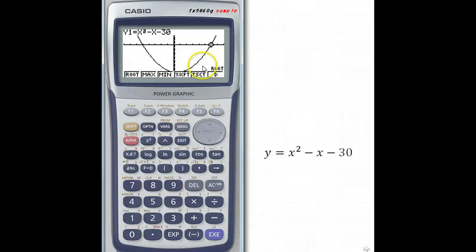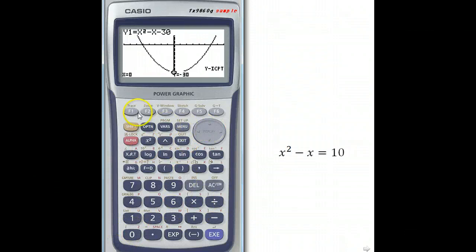Other things of interest, we can see from the graph that we have a minimum point. If we wanted to know what the minimum point was, right here F3 under minimum, and it tells me my minimum point x is 0.5, my y is -30.25. The other point of interest to us here would be the y-intercept, and my y-intercept is x equals 0 and -30. So we can very quickly find the points of interest for our quadratic equation or our quadratic function.